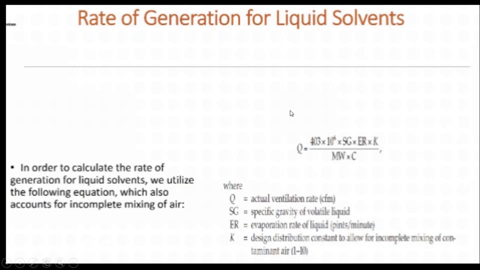Yeah. Okay, Mr. Zak, then what is the evaporation rate? Yeah, it is actually the rate of evaporation for that liquid solvent. Like yesterday, as we had discussed, evaporation of any liquid can occur at any temperature. The vapors will be evaporated from the liquid into that room, and there will be some cloud of the vapors in the room. So at what rate is this liquid going to be evaporated? Rate of generation means the rate of evaporation of the liquid solvent.